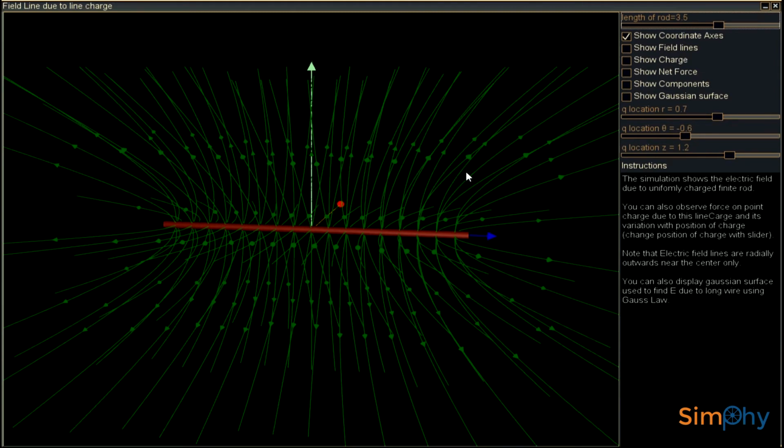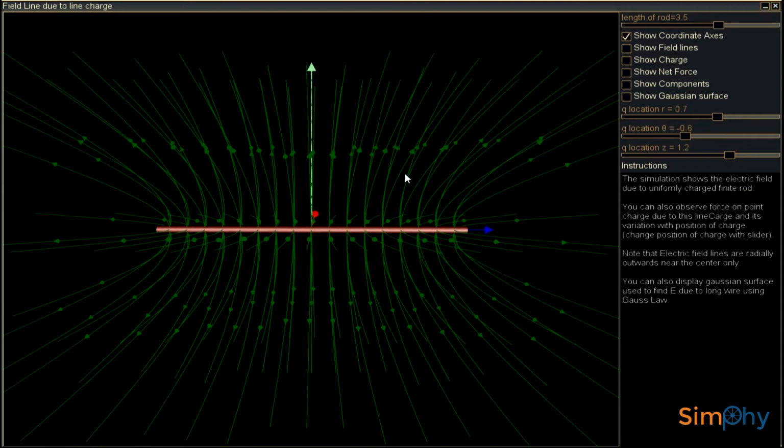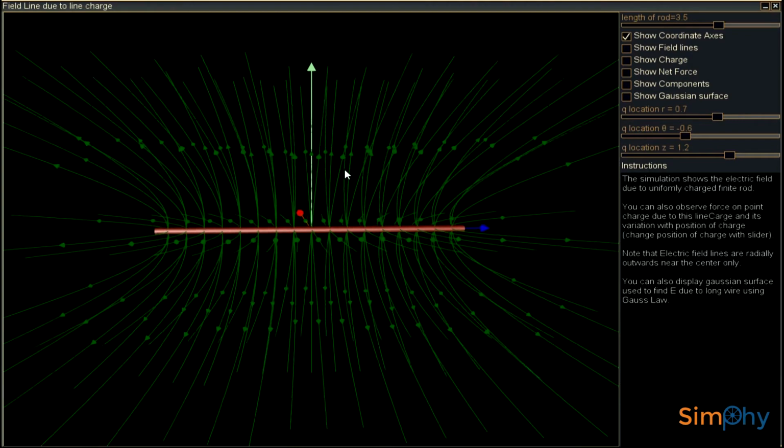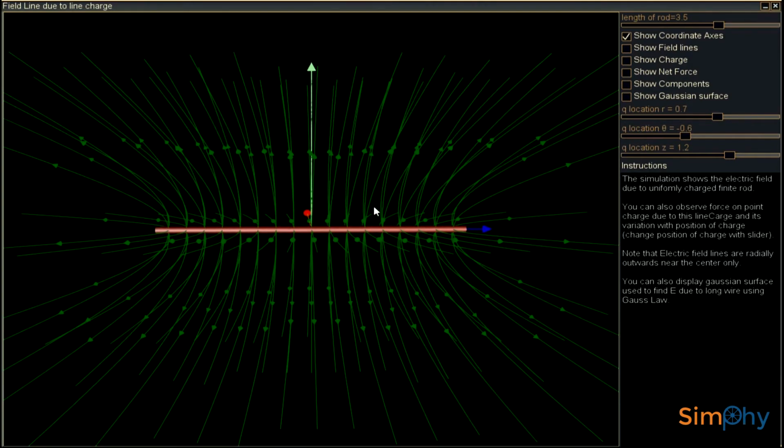So the electric field lines are like this, and you can see around the center of the rod, the electric field lines are actually radially outward due to symmetry, but at the ends, due to asymmetry, they are not radially outward but curved in a different direction.